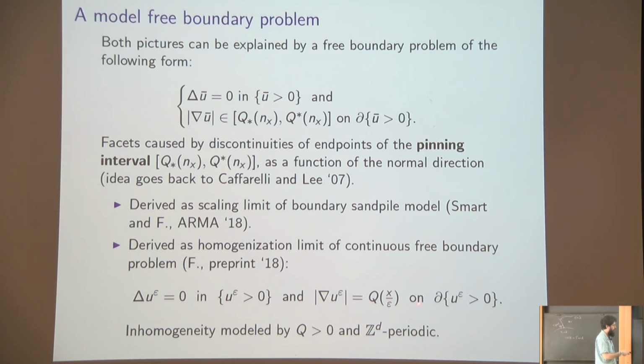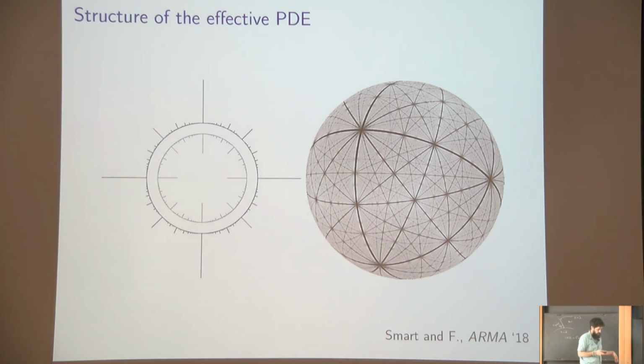This is a free boundary problem now where I do specify the slope. And this Q is sort of modeling the roughness of the surface. It's periodic, which fits with the pictures that I showed before. And it's varying at some epsilon scale. So that's a microscale compared to the scale that I'm looking at. Okay, so I'll show a few more pictures.